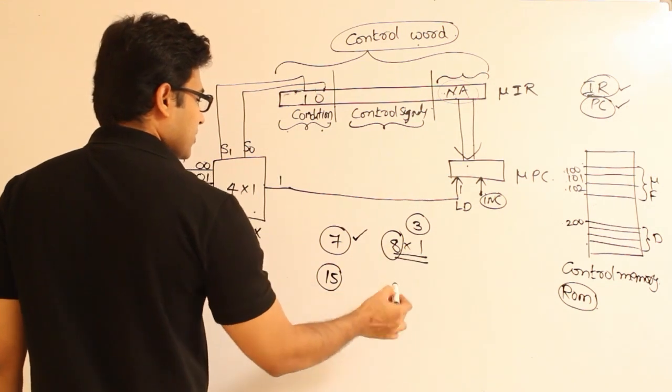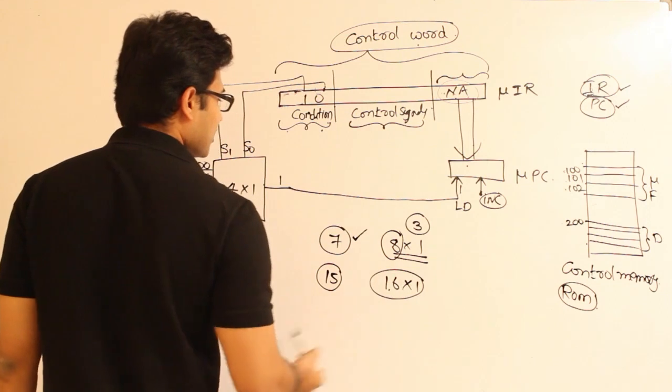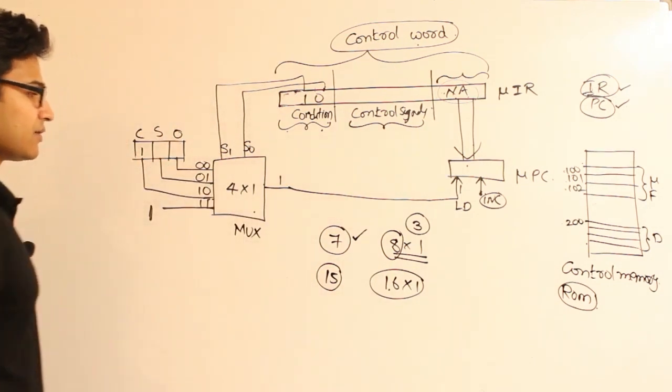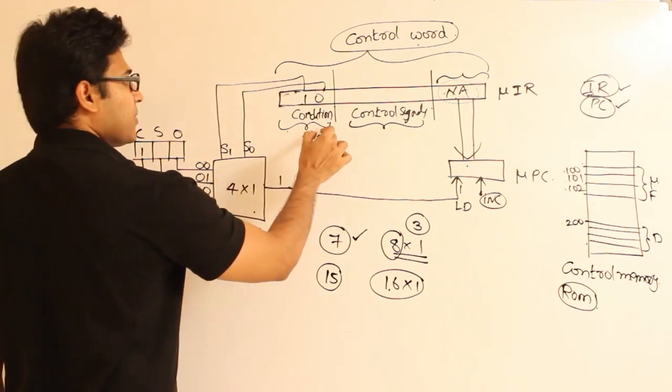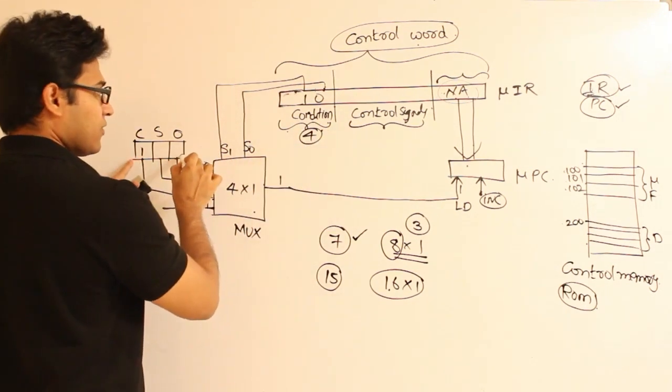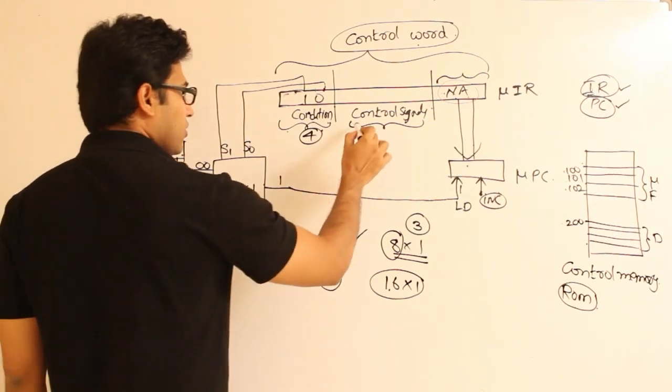You cannot use an 8x1 multiplexer, you should use a 16x1 multiplexer. If you have 16 inputs for a multiplexer, how many bits are required to select one of them? 4 bits are required, therefore 4 bits here. So depending on the number of flags you have, you are going to decide this one. Simple.